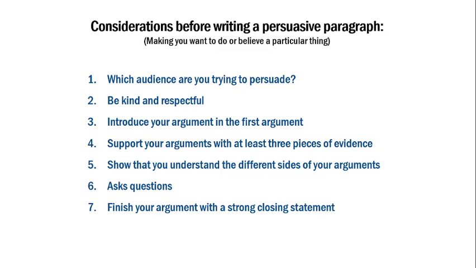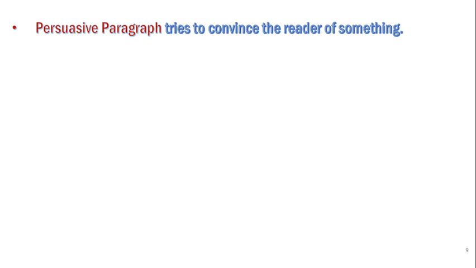paragraph. Number four, support your arguments with at least 3 pieces of evidence. Evidence is necessary for all of the points. If not, you won't sound convincing. Number five, show that you understand the different sides of your arguments. And number six, ask questions. Number seven, finish your argument with a strong closing statement. It's necessary always to show what your opinion is about the information you have stated in the paragraph. In this case, it is a personal statement because you have to convince the person that your opinion is the best.